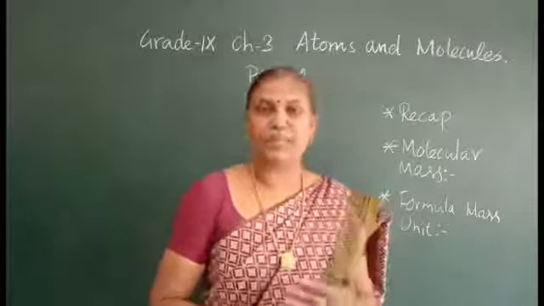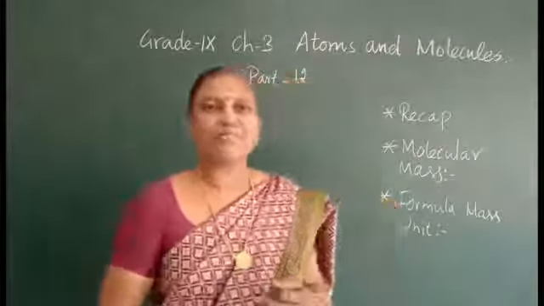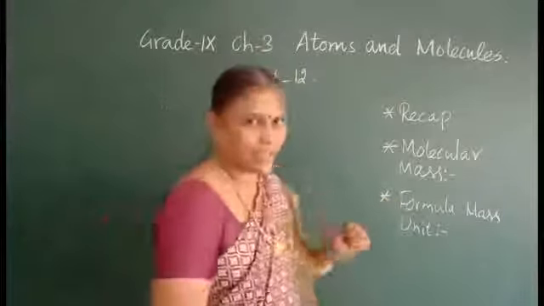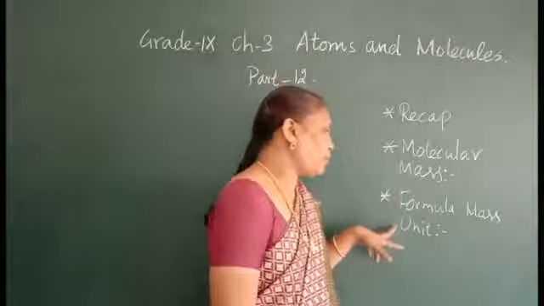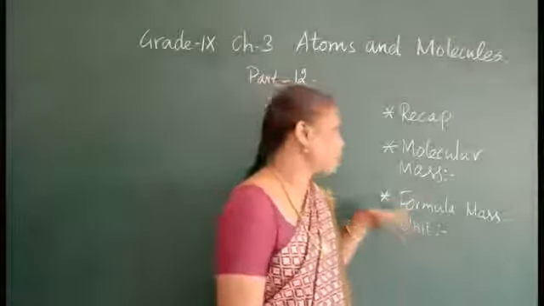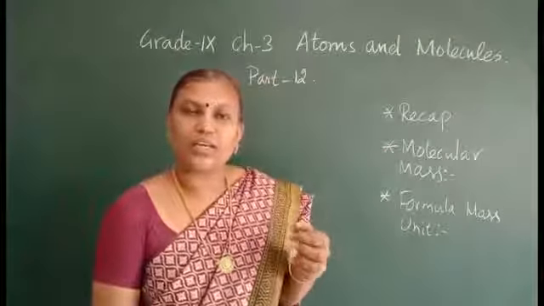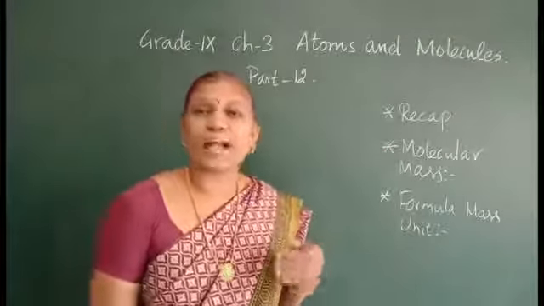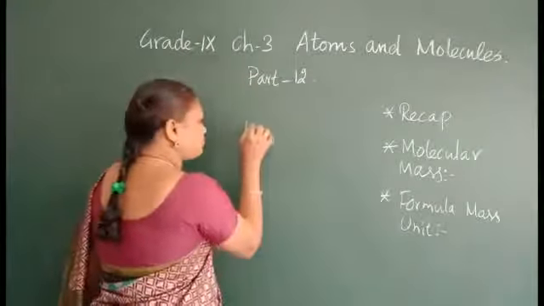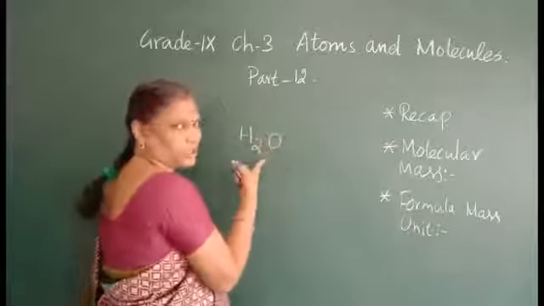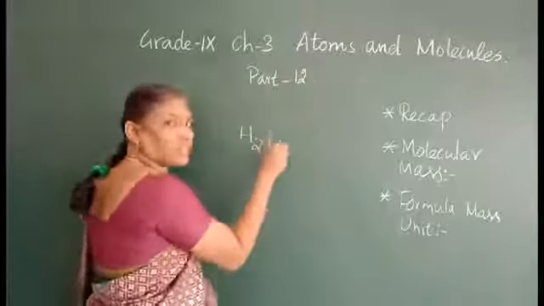And if they have given the chemical formula, we have to determine the molecular mass and formula mass unit. I'll tell you what that is. If you know the chemical formula, you will know what atoms and how many atoms are present in a molecule. For example, H2O is a molecule. That mass we have to find. We can find it, but before that, what should you know?